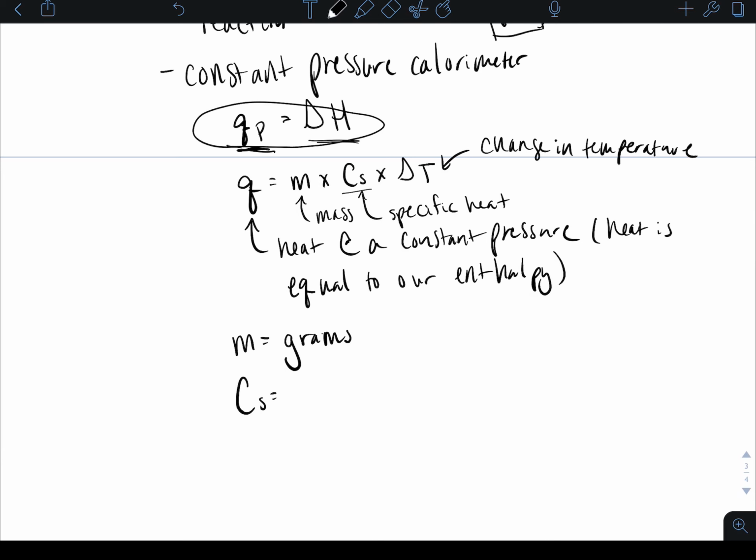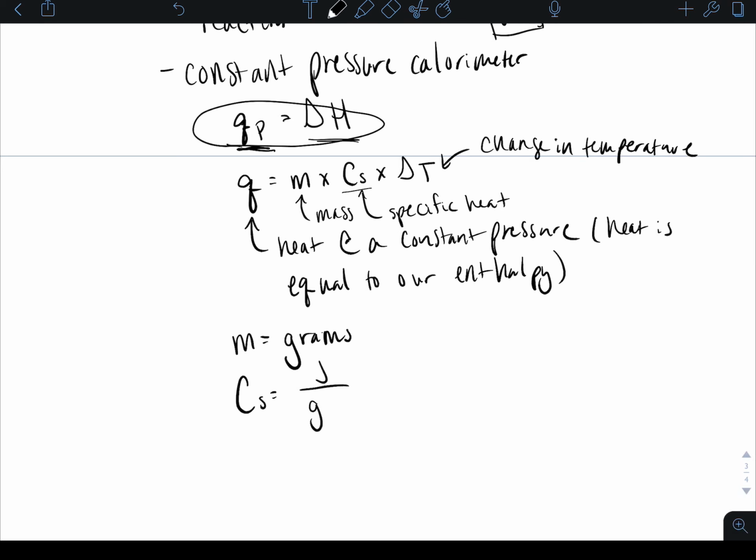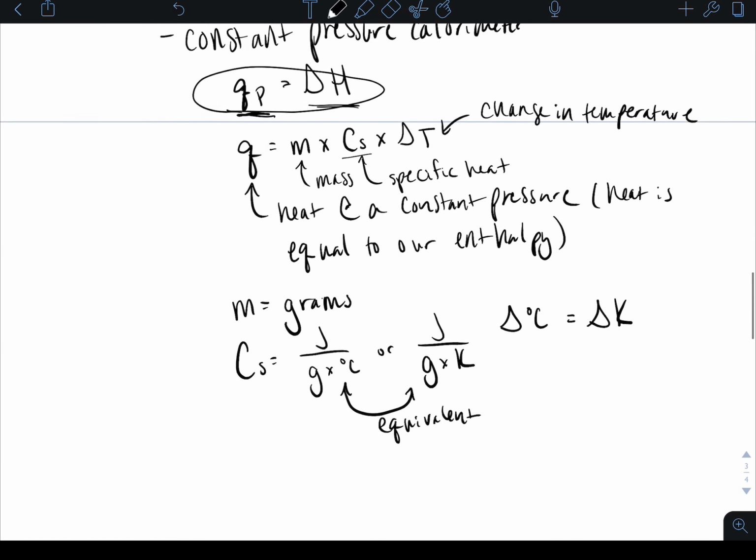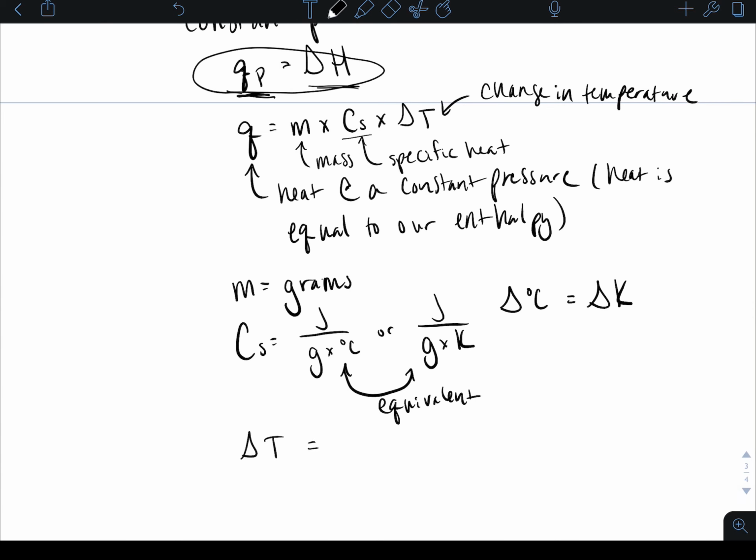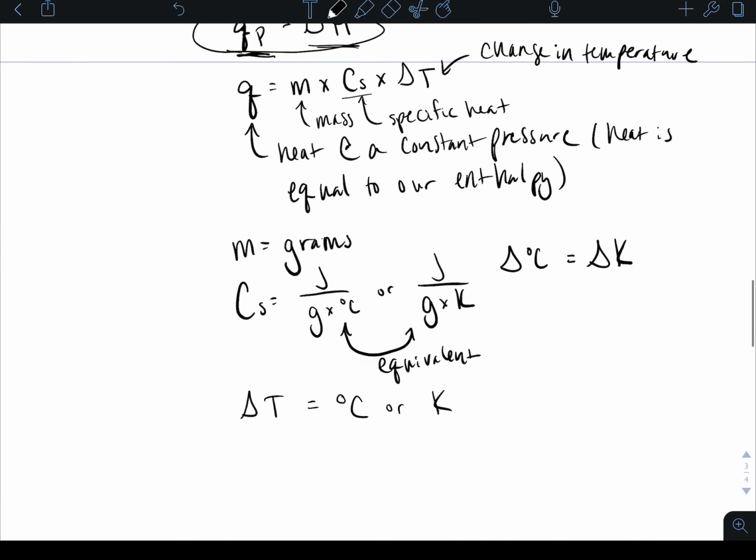Our specific heat is going to be joules over grams times degrees Celsius, or joules over grams times Kelvin, where our delta degrees Celsius will be equal to our delta Kelvin, so they're interchangeable. These are equivalent. And then our delta T can be either degrees Celsius or Kelvin, again, because that change in the temperature is going to be the same whether you have degrees Celsius or Kelvin.